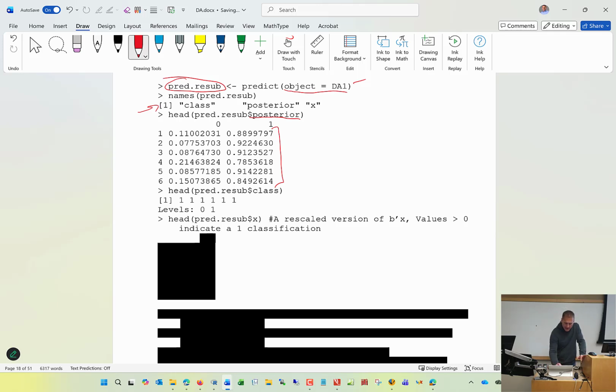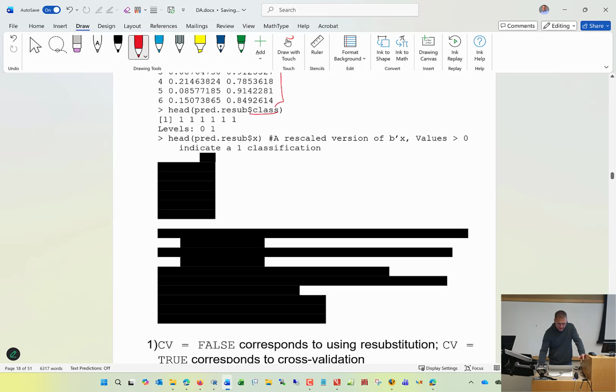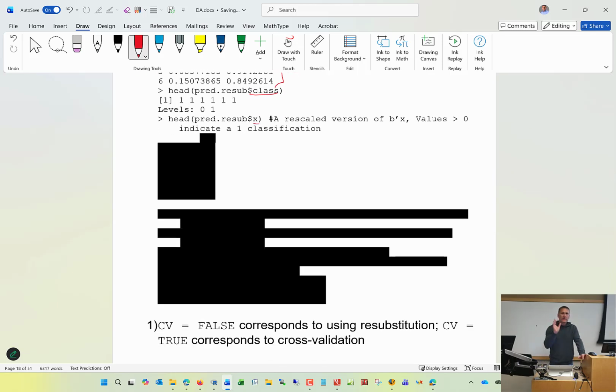If I were to extract the class component of this object, then you actually have the 1s and the 0s for the predictions. The X component, don't worry about. That's why I blacked it out.